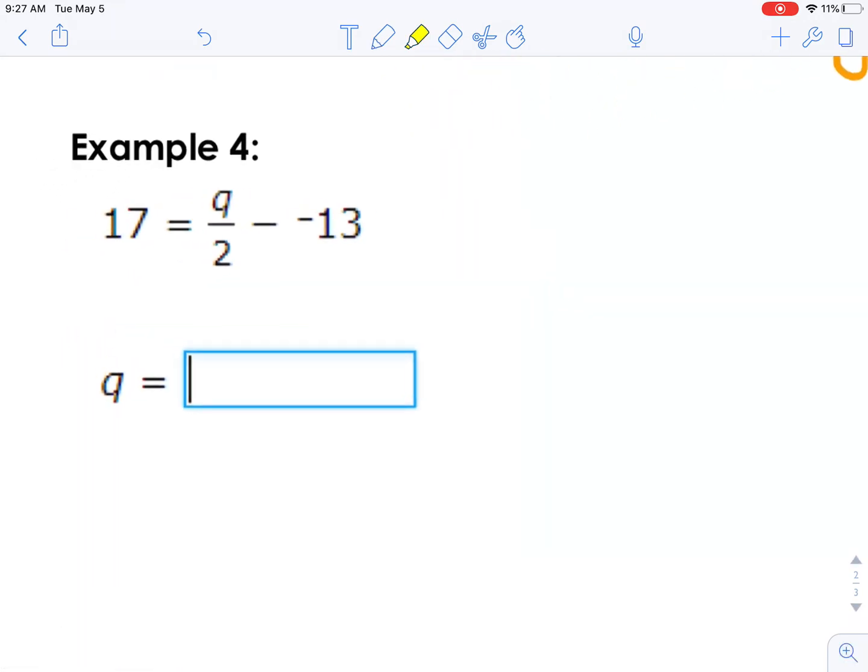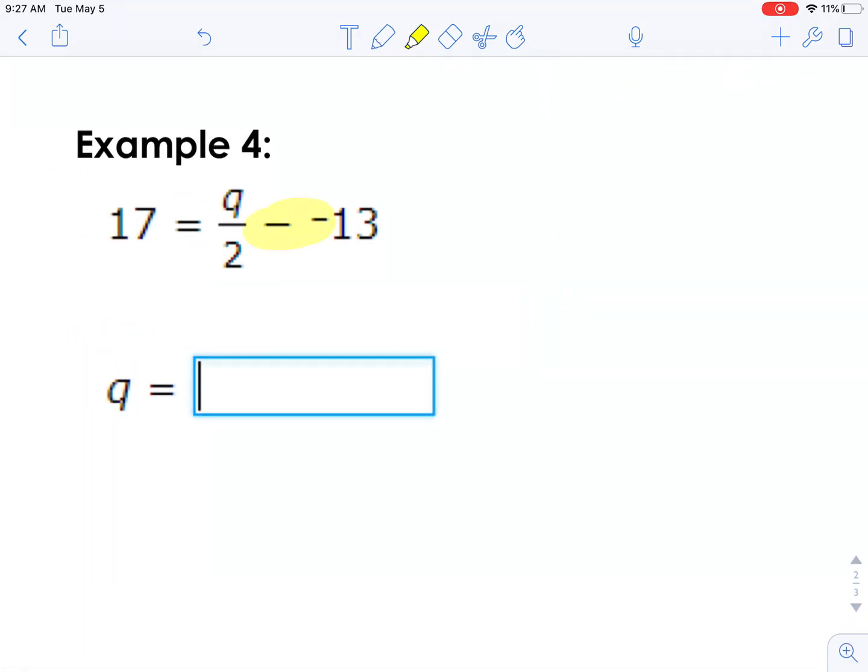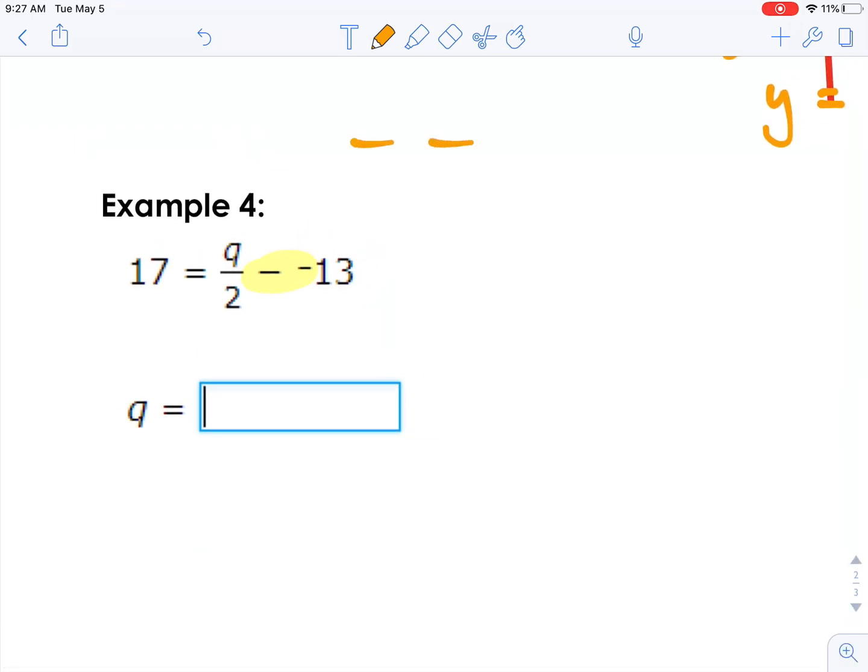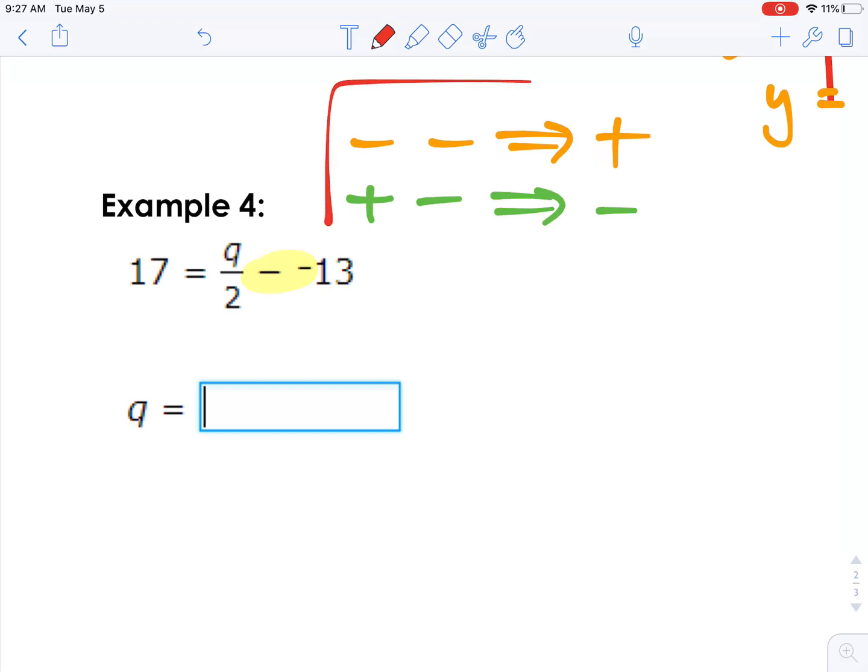Now in this next problem, I do not like how IXL does this. Minus a negative, I'll write this off to the side, minus a negative is really plus a positive. If you see plus a negative, that is really subtraction. I like to write things with one sign only. So I'll box that.